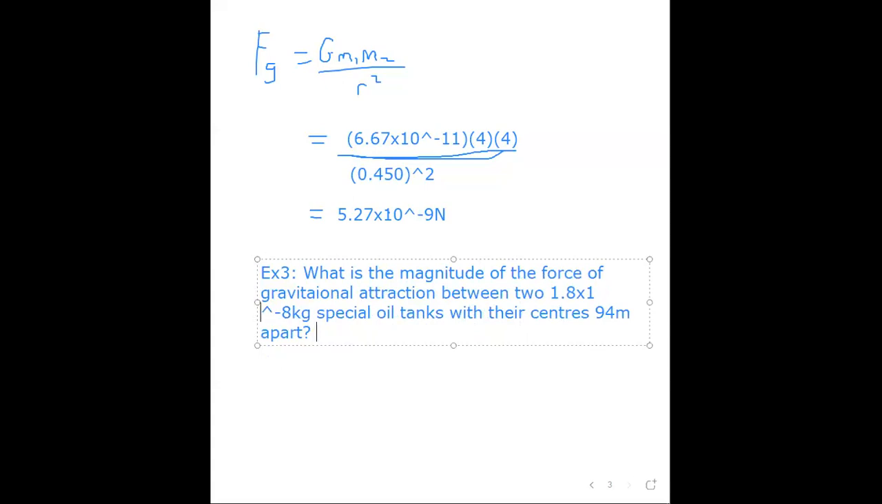Now, one thing you should keep in mind when you're looking at these questions is that you're going to see really big numbers. Like 1.8 times 10 to the 8 kilograms is absolutely massive. And they're separated by some distance, which is 94 meters apart. So it's close to 100 meters, basically a tenth of a kilometer apart. Okay. So yeah, it's pretty straightforward.